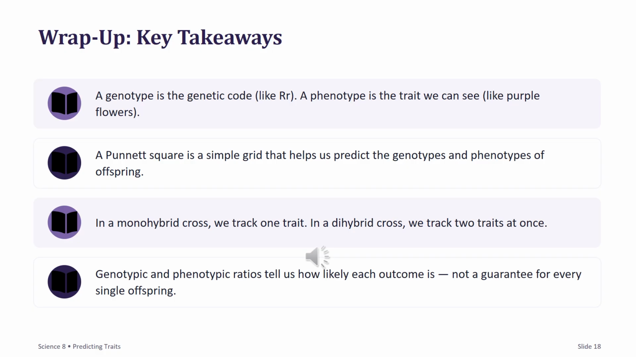Third, in a monohybrid cross, we track one trait. In a dihybrid cross, we track 2 traits at once. And fourth, genotypic and phenotypic ratios tell us how likely each outcome is. They are not a guarantee for every single offspring. Great job today! Try explaining one of these takeaways in your own words before we close the lesson.